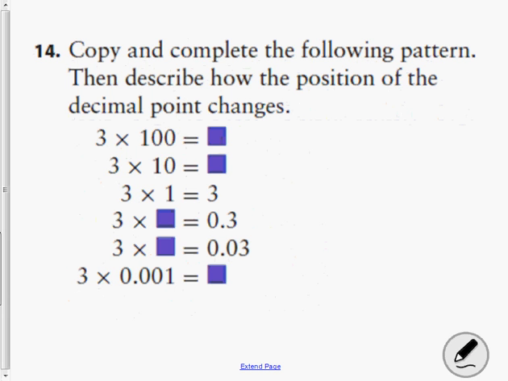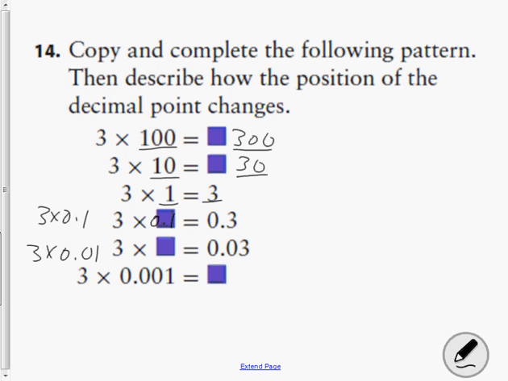Question 14, copy and complete the following pattern. Well, hopefully you knew the first two. 3 times 100 is 300, and 3 times 10 is 30. Now it gets a little bit complex here when I look at the next number. So 300 became 30, which became 3. 100 became 10, which became 1. The next number is really a tenth. So 3 times a tenth, or 0.1, is 0.3. And 3 times 100th is 0.03.